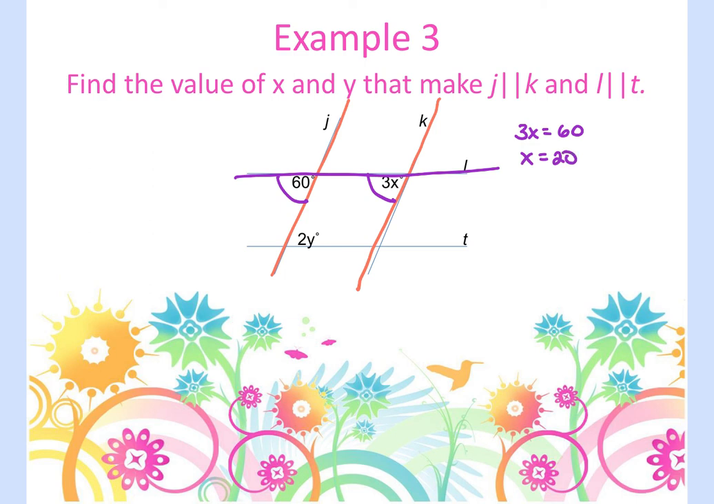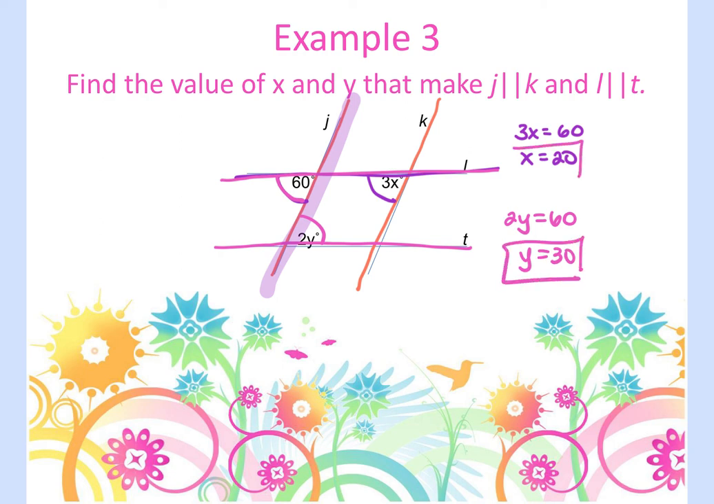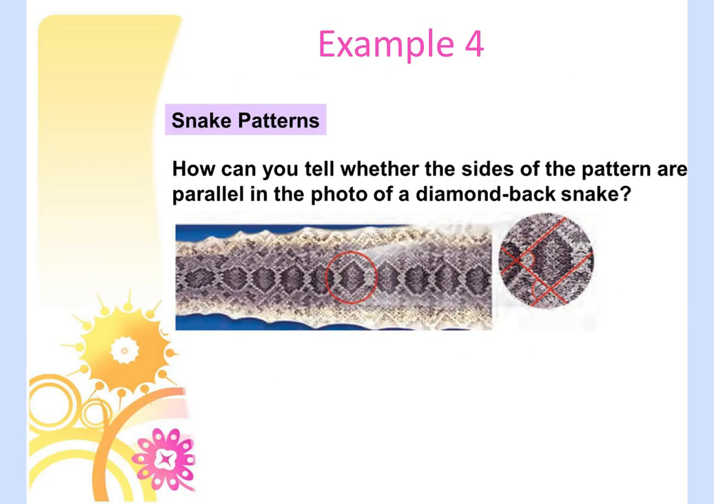To get to y, now we're using L and T as my parallel lines, and J would be my transversal. So the relationship between 60 and 2y is what? Alternate interior. What's true about alternate interior? They would be congruent if those lines are parallel, so y is 30. Correct.